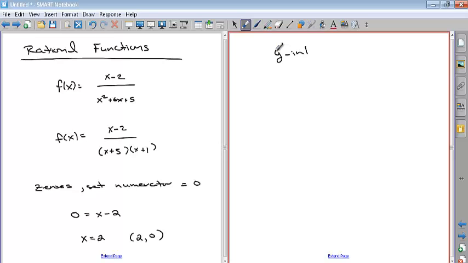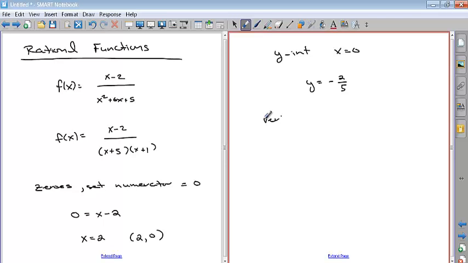Y-intercept. There you set x equal to 0. So you go back to the original form, not the factored form, and all you have left is y equal to negative 2/5, because the two terms with x go to 0, so you're just left with the constant part.